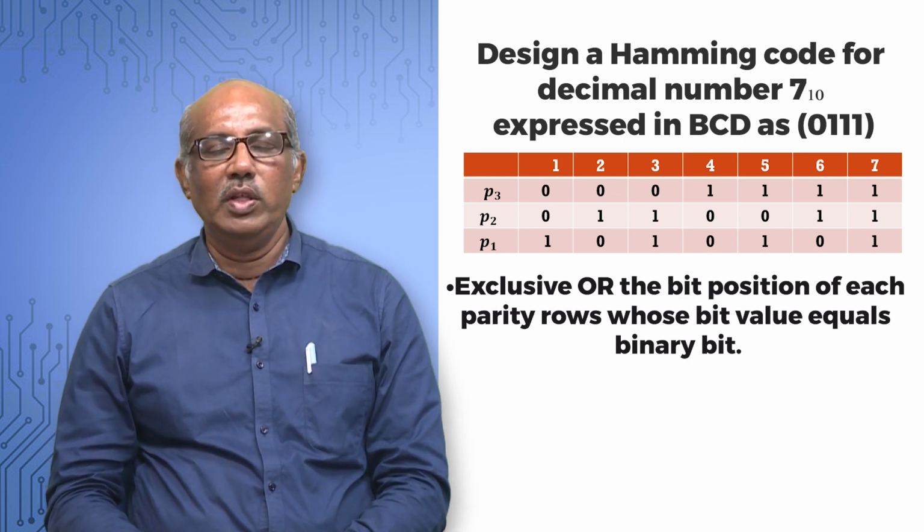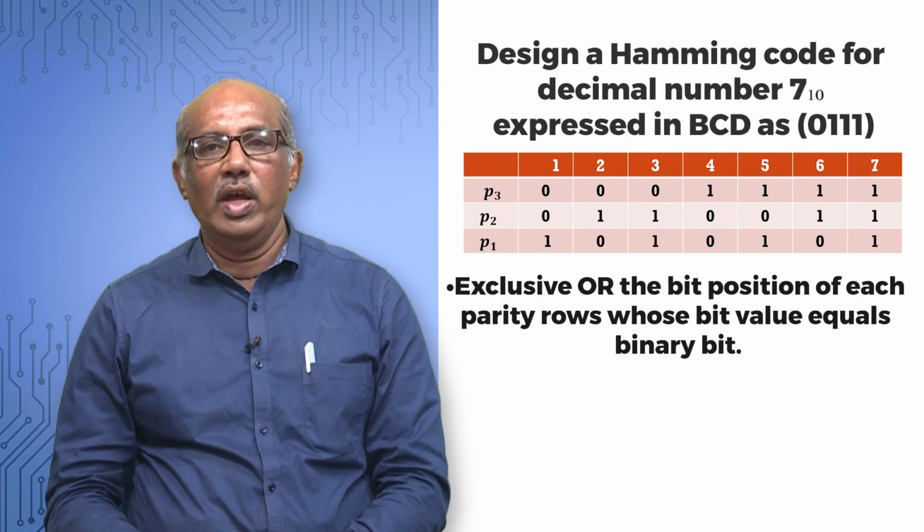So, we will start with P1. You can see that in position 1 you have got the bit value 1, similarly in position 3, position 5 and position 7. Therefore, I exclusive OR it: 1 exclusive OR 3, exclusive OR 5, exclusive OR 7. Similarly, P2, that is 2 exclusive OR 3, exclusive OR 6, exclusive OR 7, and similarly the parity bit P3, that is 4 exclusive OR 5, exclusive OR 6, exclusive OR 7.